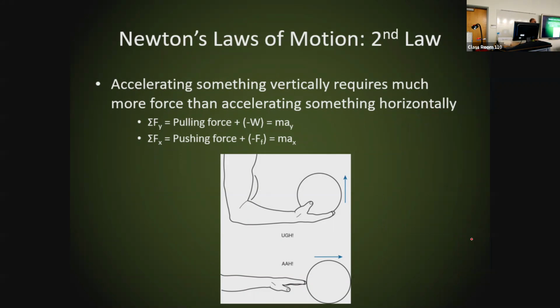There's a concept, we'll revert back here a little bit to friction. Accelerating something vertically actually requires a little bit more force than horizontally. A simplistic example here would be a ball. Part of that is because it's round, but it doesn't take nearly as much force to accelerate it horizontally as it does vertically.